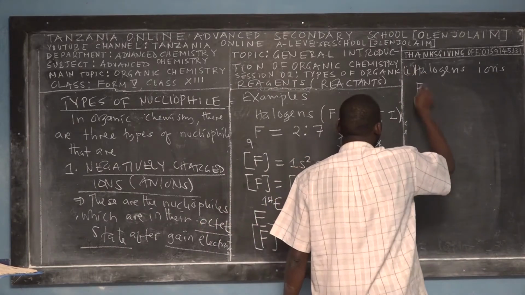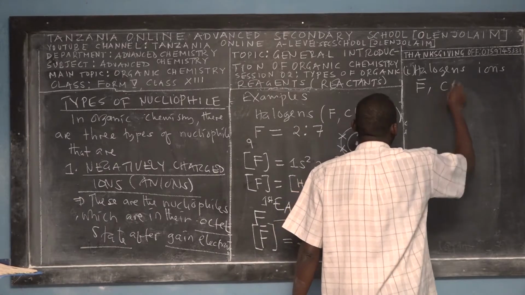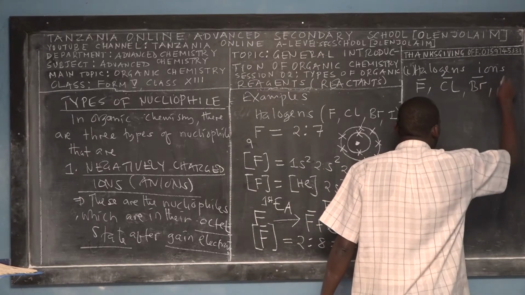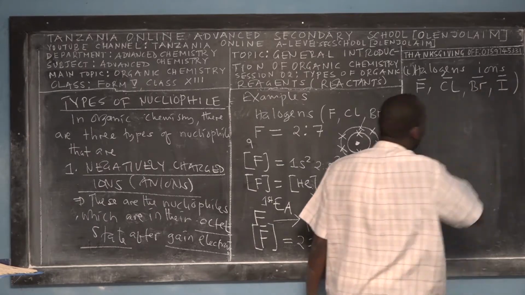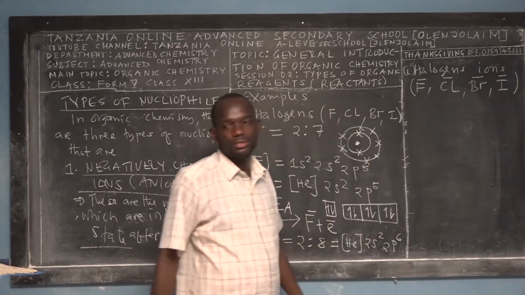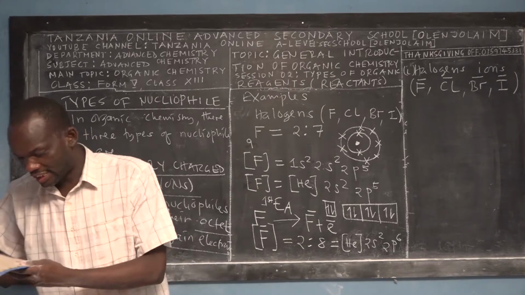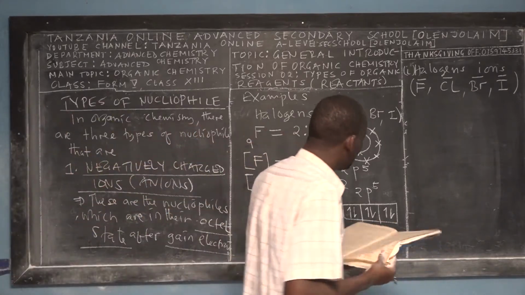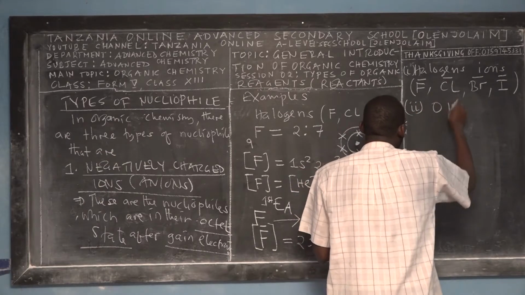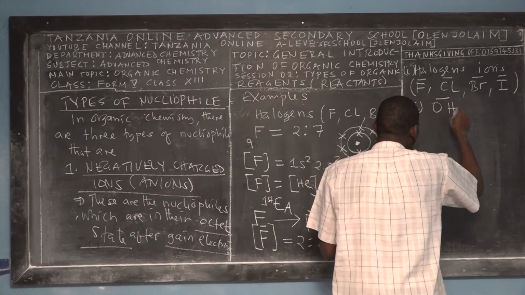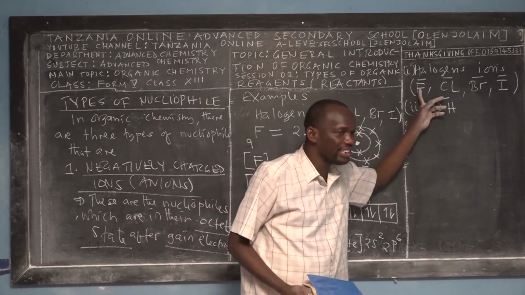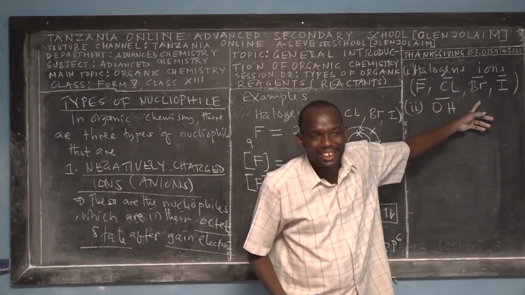So what are the examples? Now we have the fluoride ion, the chloride ion, and if you understand, you just write what you have, the iodide ion. So these are the first examples of negatively charged nucleophiles. We have some more examples. Because you love chemistry, we may use symbols in writing. For example, I should write fluoride ion, chloride ion, bromide ion, iodide ion.